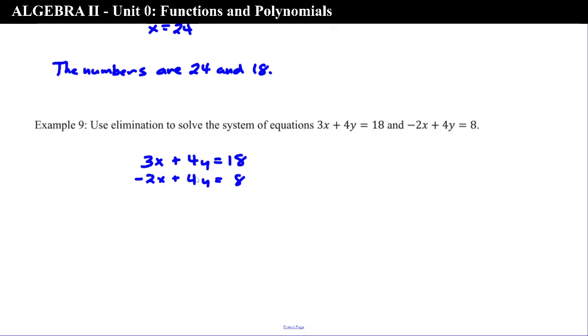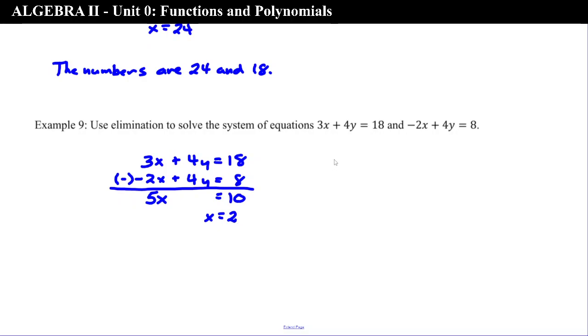But we can subtract the equations from each other. And when we do that, it will allow us to eliminate the y terms. So let's take a look at what we would end up with if we were to subtract. 3x minus negative 2x, that's 3x plus 2x, so that gives us 5x. Our 4y's cancel, because 4y minus 4y is 0. And then 18 minus 8 is 10. Divide each side by 5, and you have x equals 2.